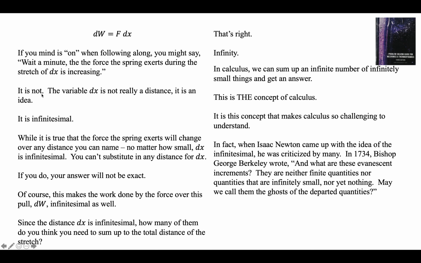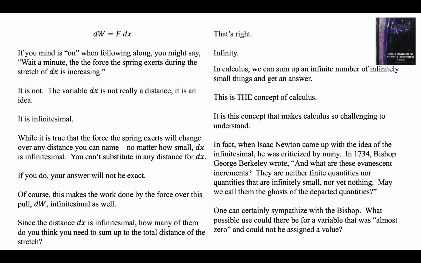Now, what are these evanescent increments? They are neither finite quantities, nor quantities that are infinitely small, nor yet nothing. May we call them the ghosts of departed quantities. So what possible use could there be for a variable that was almost zero and could not be assigned a value? That's a good question. So now let's do this sum. dW equals F dx. To indicate that we're going to sum up both sides, we use an elongated capital letter S, like this.